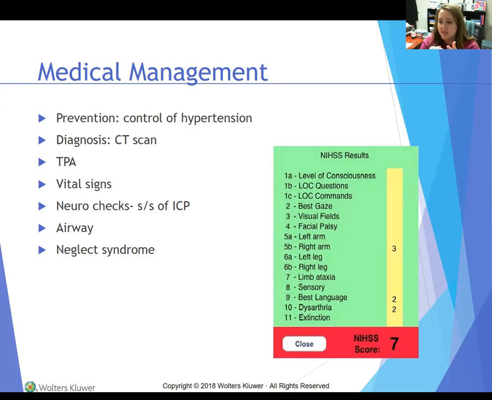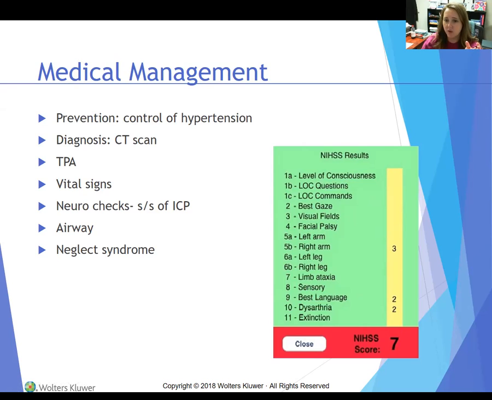For a patient that's received TPA, we want to monitor for bleeding. We want to do neuro checks around the clock, and this is your NIH stroke scale. So basically what we're wanting to see is an improvement or a reversal of their symptoms as the TPA starts to work and dissolve the clot. So we're going to be doing this NIH stroke scale, and we want to see it get better.